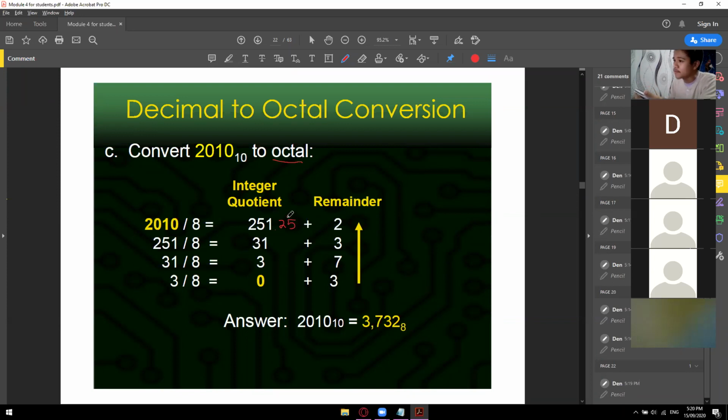So 0.25 times 8, you will get 2. Please recheck that one. 0.25 times 8. Yeah, it's 2. Okay, and then 251 divided by 8 is 31 point something. 251 divided by 8 is 31.375.